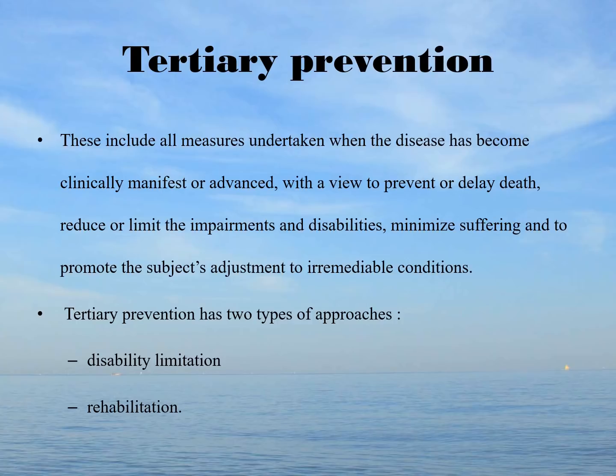Tertiary prevention would include all measures undertaken when the disease has become clinically manifested or advanced, with a view to prevent or delay death, reduce or limit impairments and disabilities, minimize suffering, and to promote the subject's adjustment to irremediable conditions. Tertiary prevention has two types of approaches: disability limitation and rehabilitation.